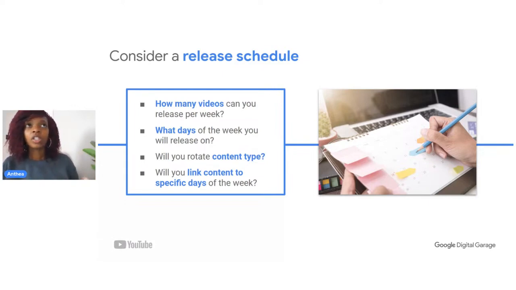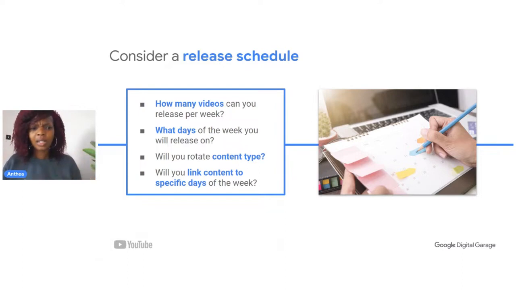And then decide whether or not you're going to link content to specific days of the week. Tech review Tuesday, fun facts Friday, whatever it is that you want to do, but just start to consider what's going to work for you. And there is a scheduling option on YouTube, so that when you've created more than one video, you have the option of scheduling them in advance. And you can also enable subscribers to be notified whenever you post something new.